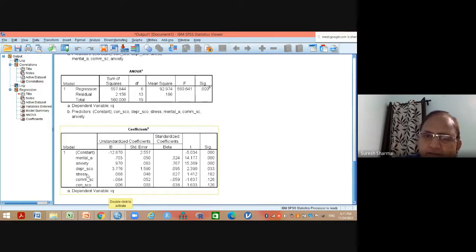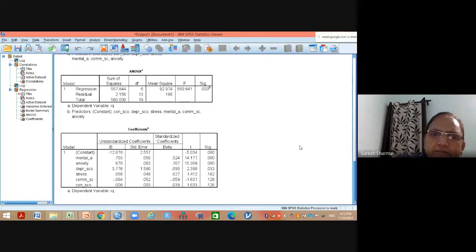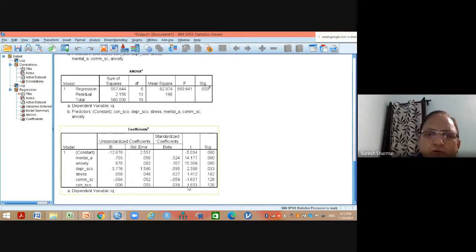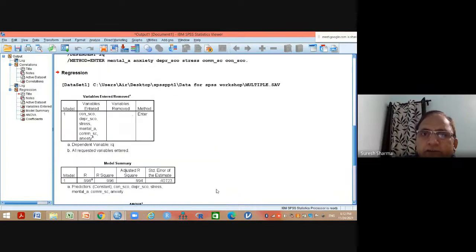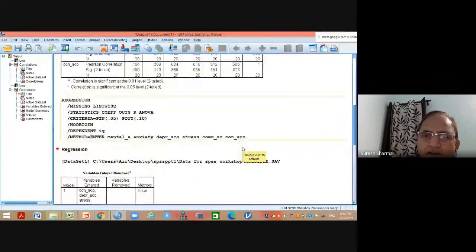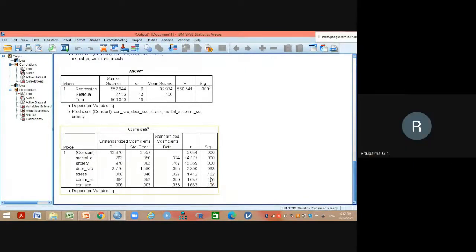What about the stress? What is its p-value? More than 0.05 or less than? More than. So do you think that stress is important? No. What about communication score? No. What about convolution score? No. But in correlation, it was showing. In correlation, communication score was coming out to be significant. But here it is not. Very important point. Is that okay?